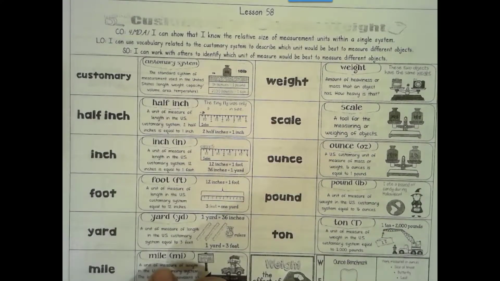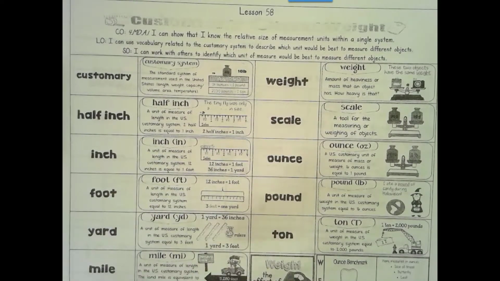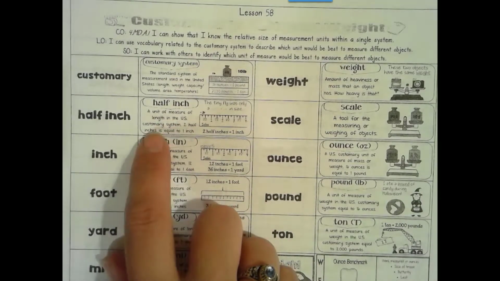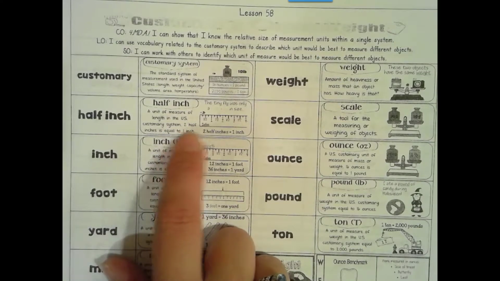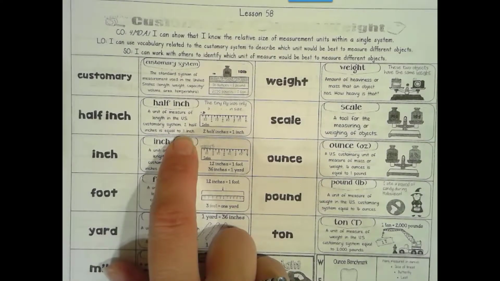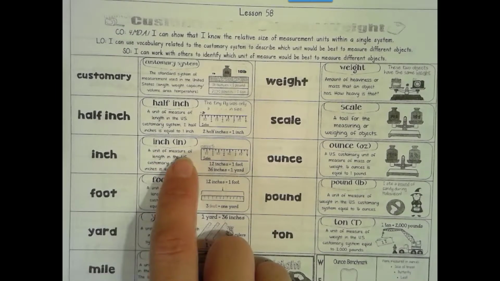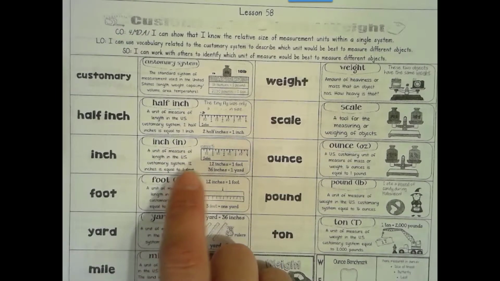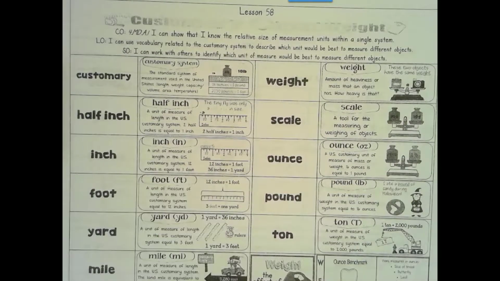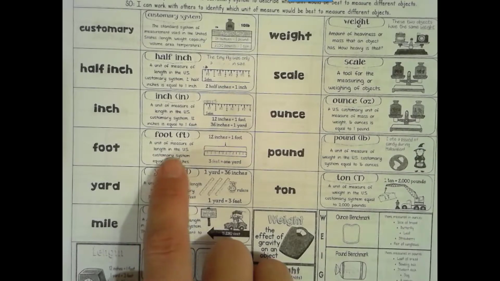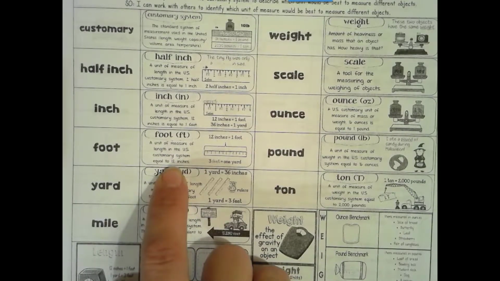So we're going to look at our length. We've already talked about length. And so our units of length in our customary system, we look at half inch, a unit of measure of length in the U.S. customary system. 2 half inches is equal to 1 inch. An inch is a unit of measure of length in the U.S. customary system. 12 inches is equal to 1 foot. A foot is a unit of measure of length in the U.S. customary system equal to 12 inches.